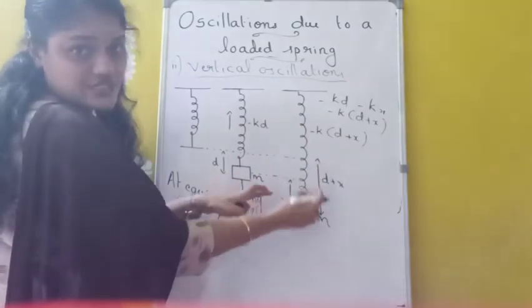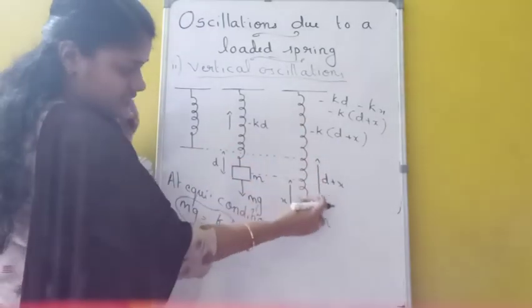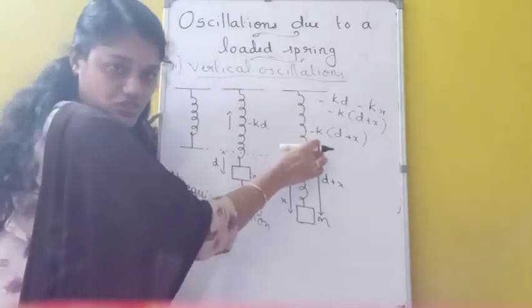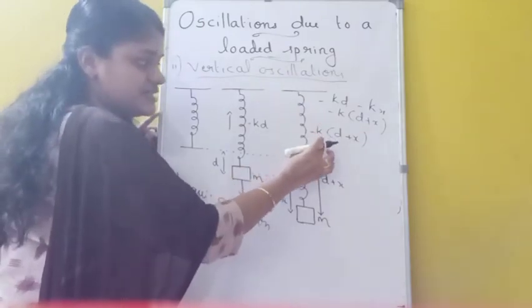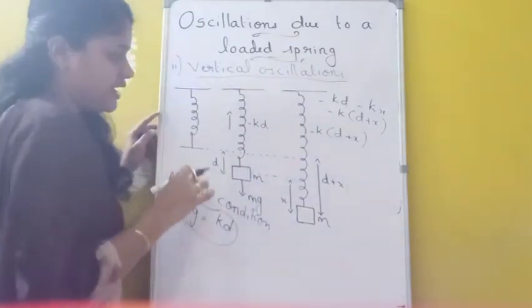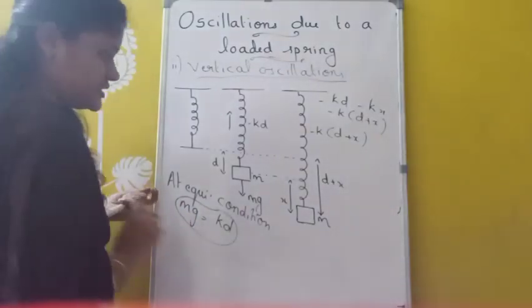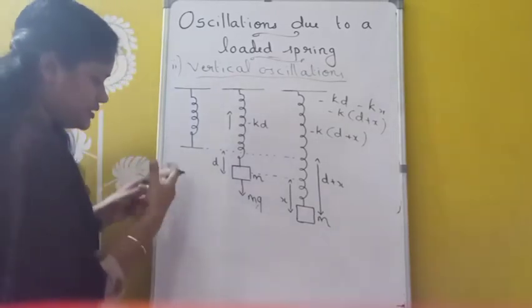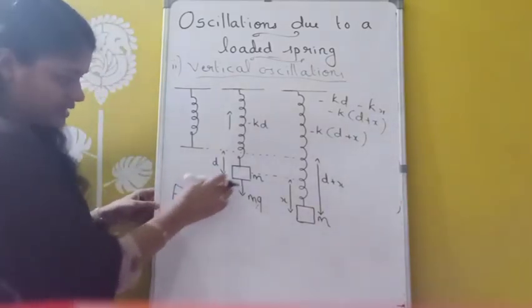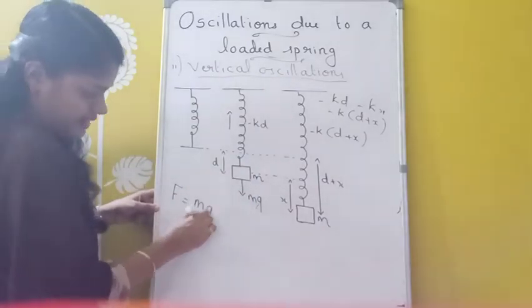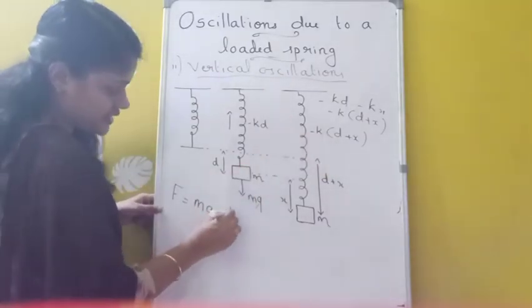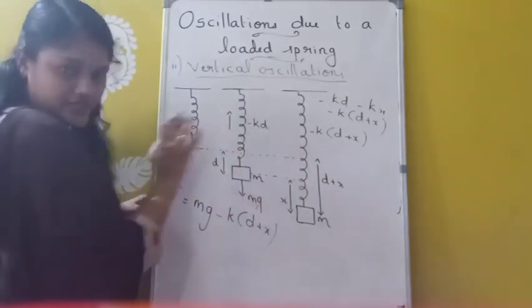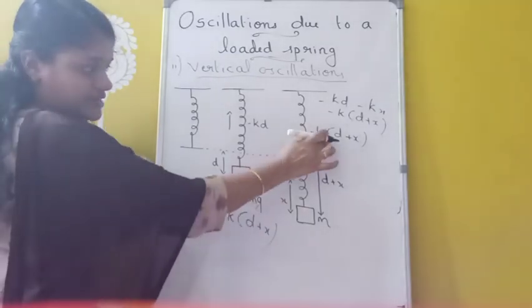So when we are stretching this spring downward and releasing, it may undergo oscillatory motion, and at that time there is a restoring force inside the spring that is given by minus k into (d plus x). So what is the net force acting on the spring now? Suppose F is the net force. It is given by the weight minus the restoring force, that is k into (d plus x). So this is the net force acting on this spring: mg minus k into (d plus x).